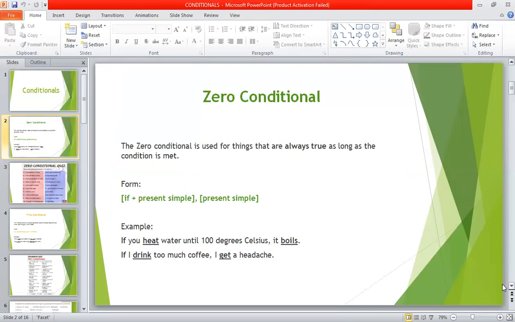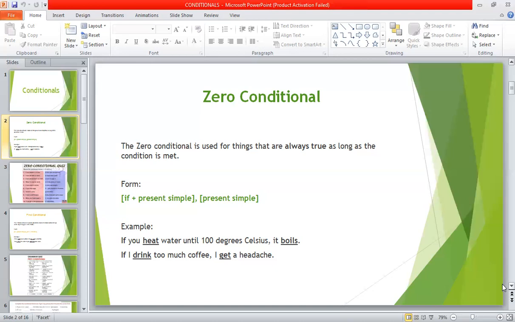After finishing the conditional zero, first, second, and third, we will talk about it. Zero conditional is number one, of course, and the easiest one. It's used for things that are always true as long as the condition is met. For example, scientific facts and all types of facts. When we talk about them, we use the zero conditional.